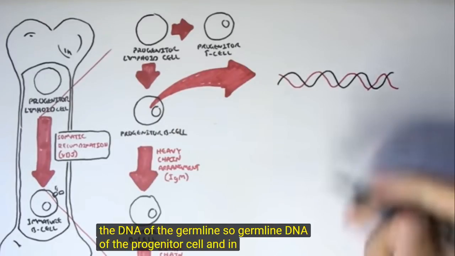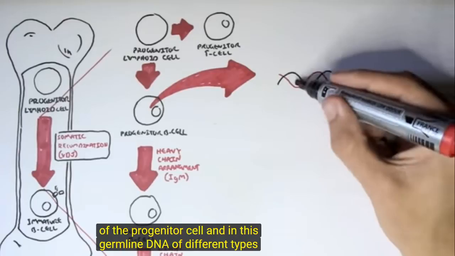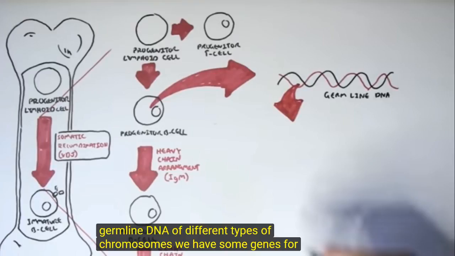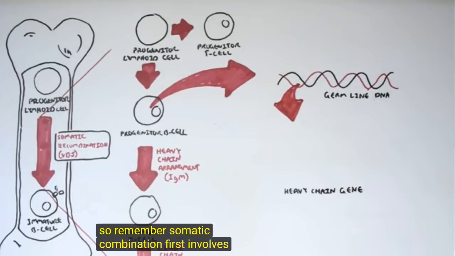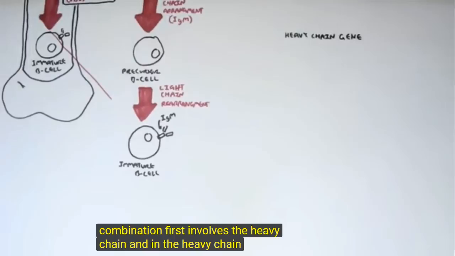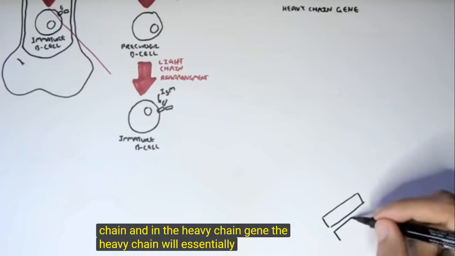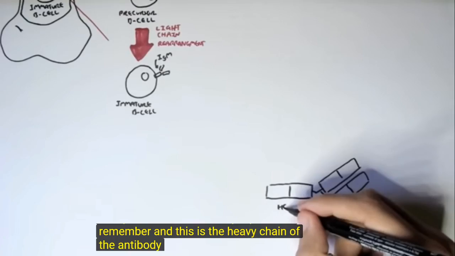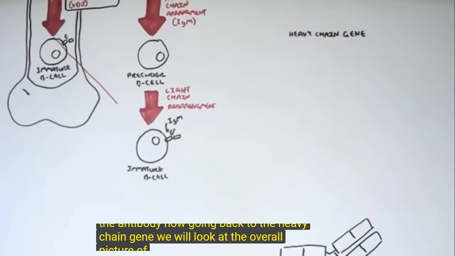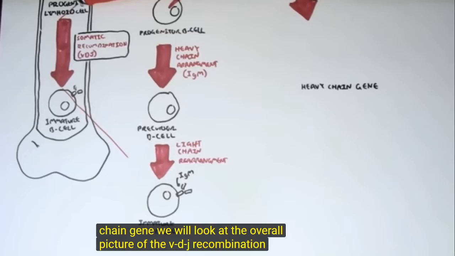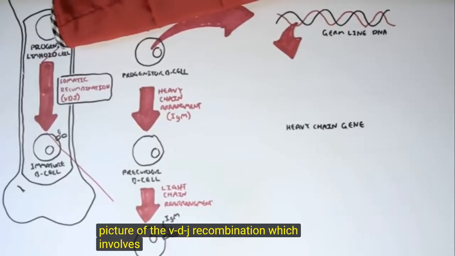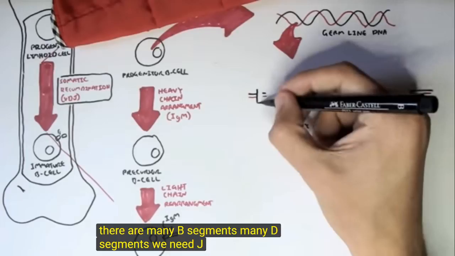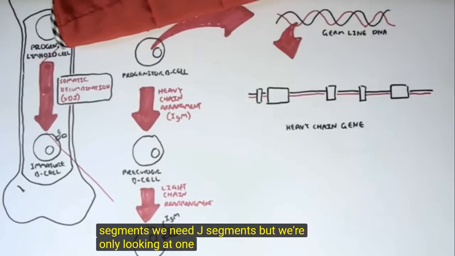And in this germline DNA of different types of chromosomes, we have some genes for the heavy chain. So remember, somatic recombination first involves the heavy chain. And the heavy chain gene will essentially make the heavy chain of the antibody, if you don't remember. And this is the heavy chain of the antibody. Now going back to the heavy chain gene, we will look at the overall picture of the VDJ recombination, which involves the VDJ segments. In reality, there are many V segments, many D segments, many J segments, but we'll only look at one to understand the process here.